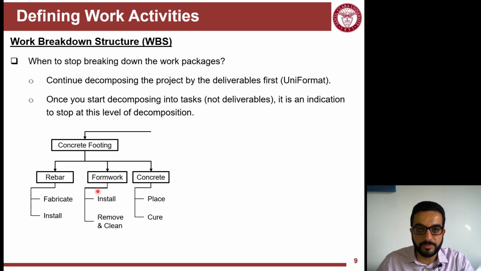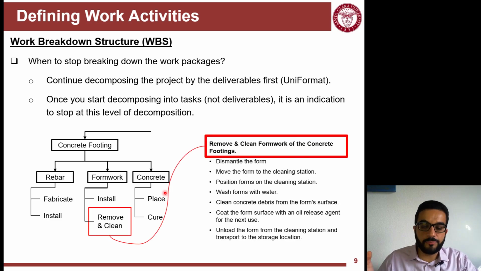I will stop this branch and breaking it down here. Maybe I'll break down other branches, but this is sufficient level of detail. So now you can see this package here will have 3 sub-packages, and now there are 6 activities coming out of it. I will add it to the activities list. Now let's say I want to break down this further, removing and cleaning the formwork. And that entails all of this detailed list of other activities or tasks, or steps.